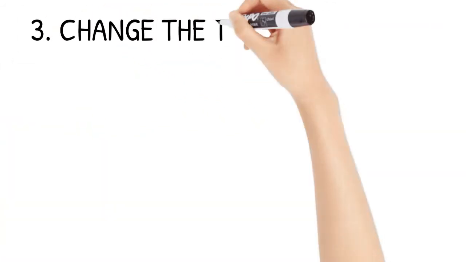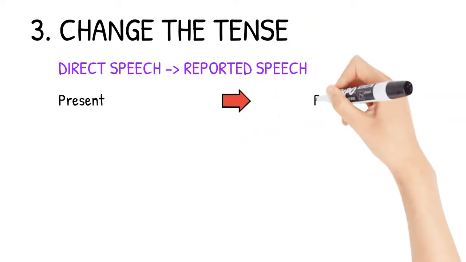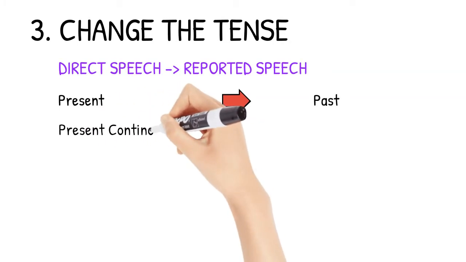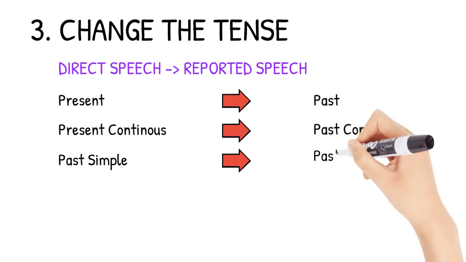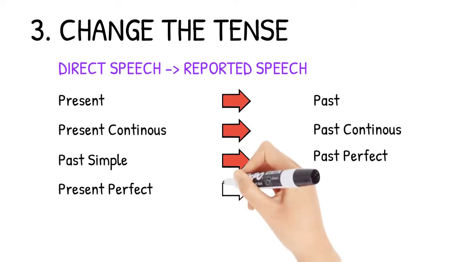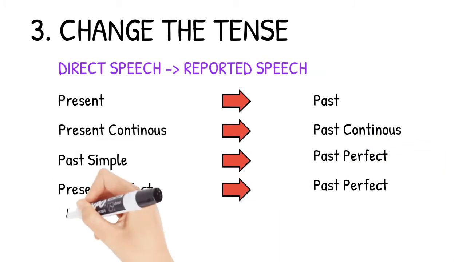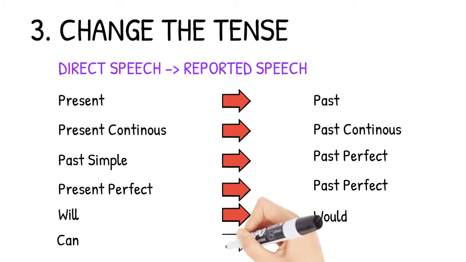Of course, when you change from direct speech to reported speech, you must change the time or the tense. And it goes like this. Present becomes past. Present continuous becomes past continuous. Past simple becomes past perfect. Present perfect becomes past perfect also. Will becomes would because, of course, that is the past of will. And can becomes could. But would, could, and might don't change in reported speech. They stay the same.